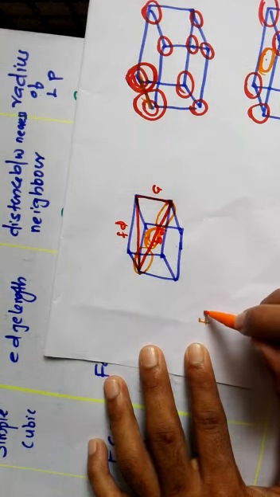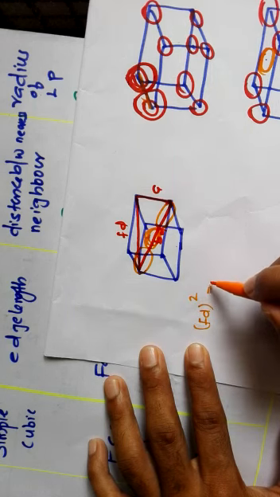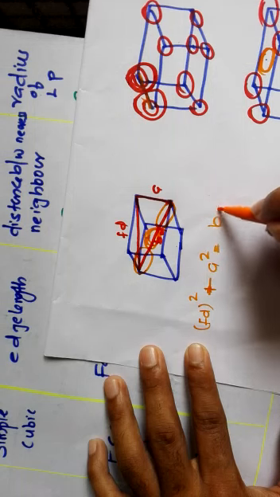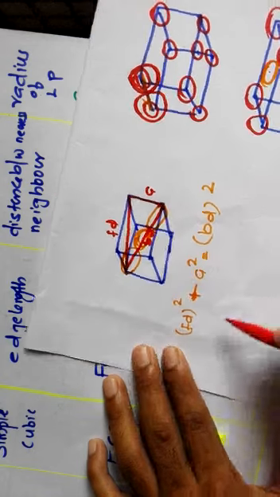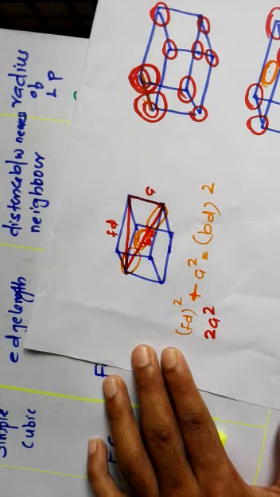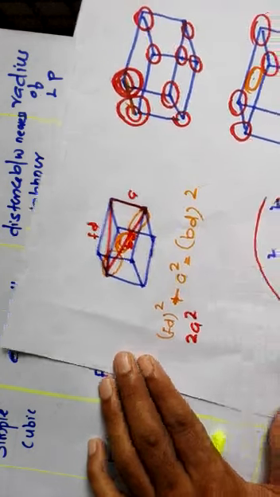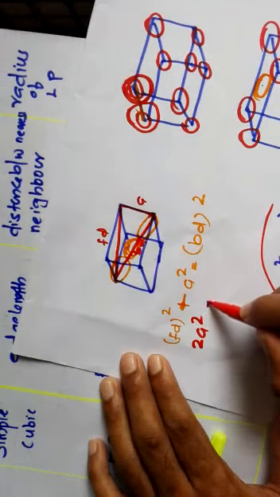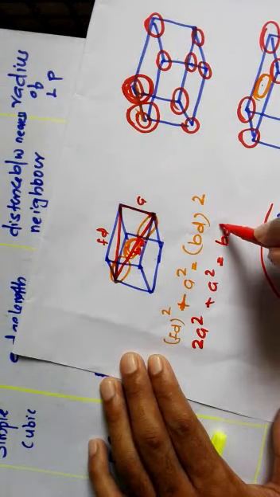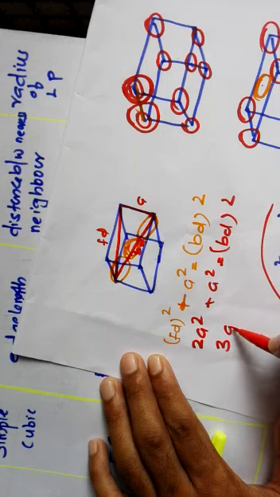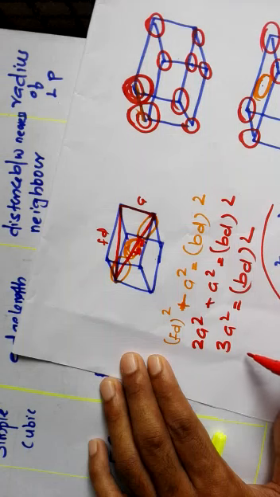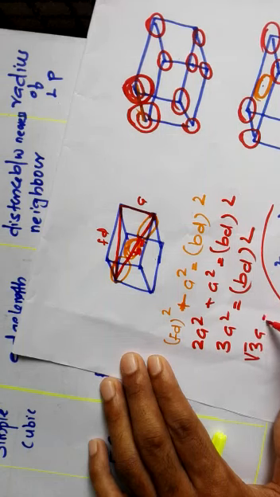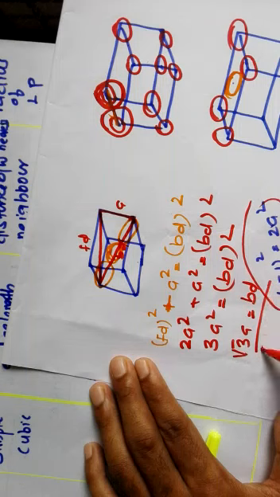Therefore face diagonal square plus a square is equal to body diagonal square. What is the face diagonal? We just proved face diagonal square is equal to 2a square. Plus a square is equal to body diagonal square. That is 3a square is equal to body diagonal square, or body diagonal is equal to root 3 a.